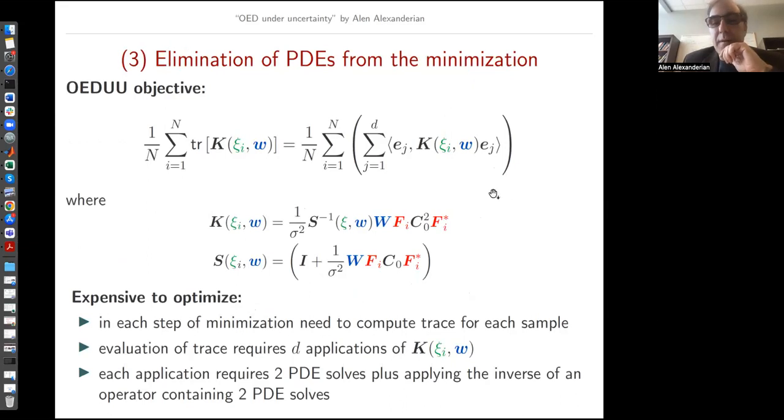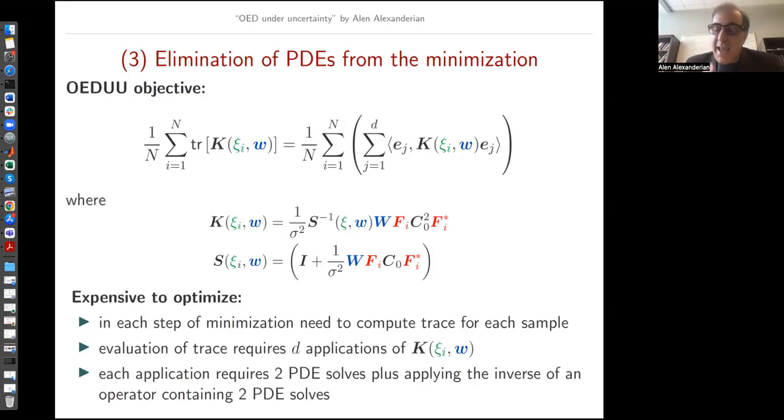So how do you calculate this trace? You just have to add up the diagonal entries, right? But applying this K on vectors is very expensive. And then you have to repeat this n times for each of the SAA samples. So you need the applications of K.